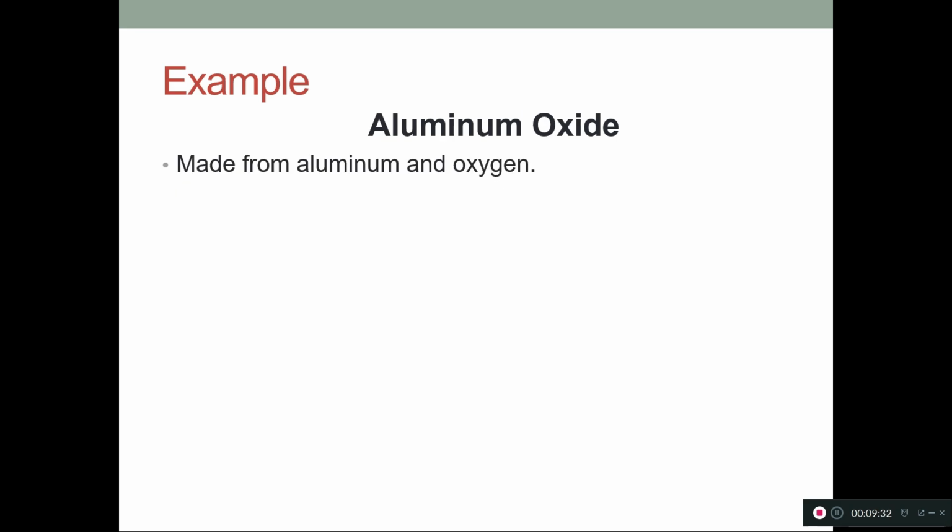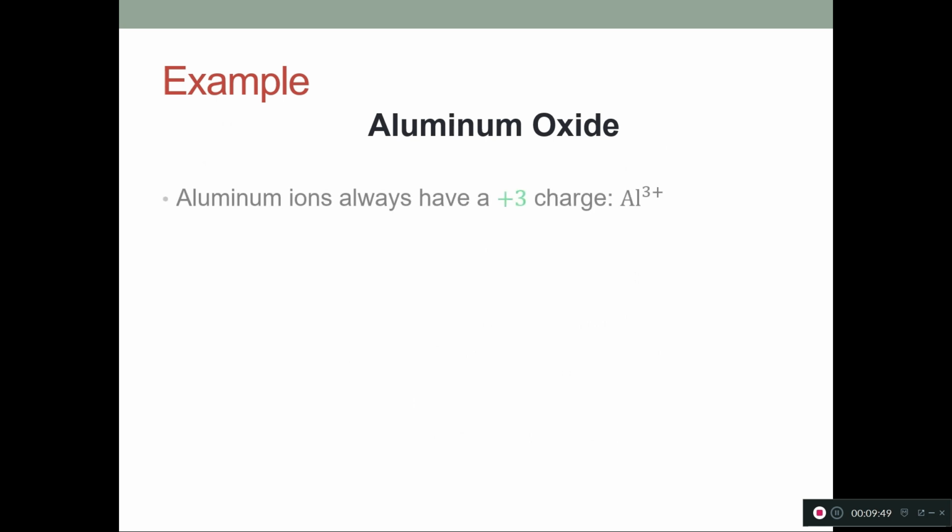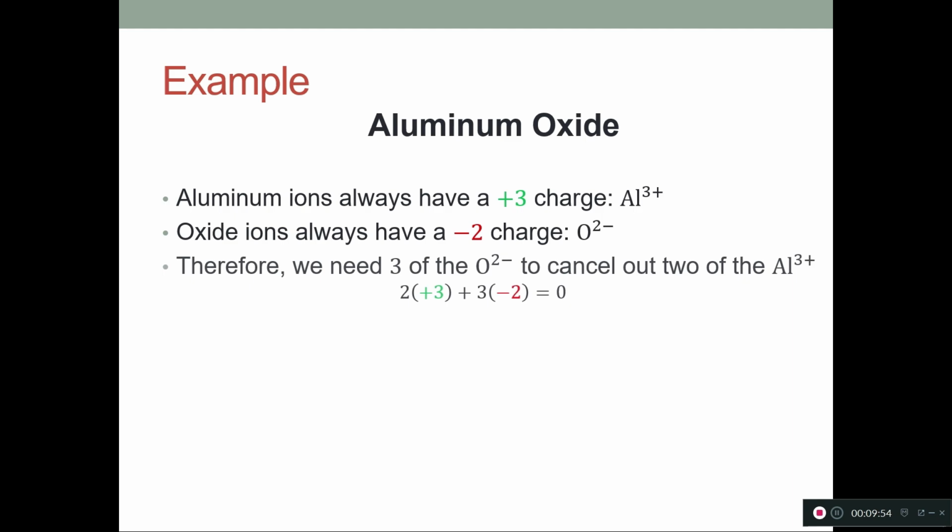To look at this again, we can think of aluminum oxide. This is made from aluminum and oxygen. Aluminum is in this column, that's our +3 column, so aluminum will have a +3 charge. And oxygen is in the -2 column, so that will give it a -2 charge. So that means the aluminum ions always have a +3 charge. The oxide ions always have a -2 charge. Therefore, we need 3 of the O2- to cancel out 2 of the Al3+. So if we want this +3, we need to multiply it by 2, and this -2 multiply it by 3, and then add them together, and that will get us 0, which would give us our neutral compound.